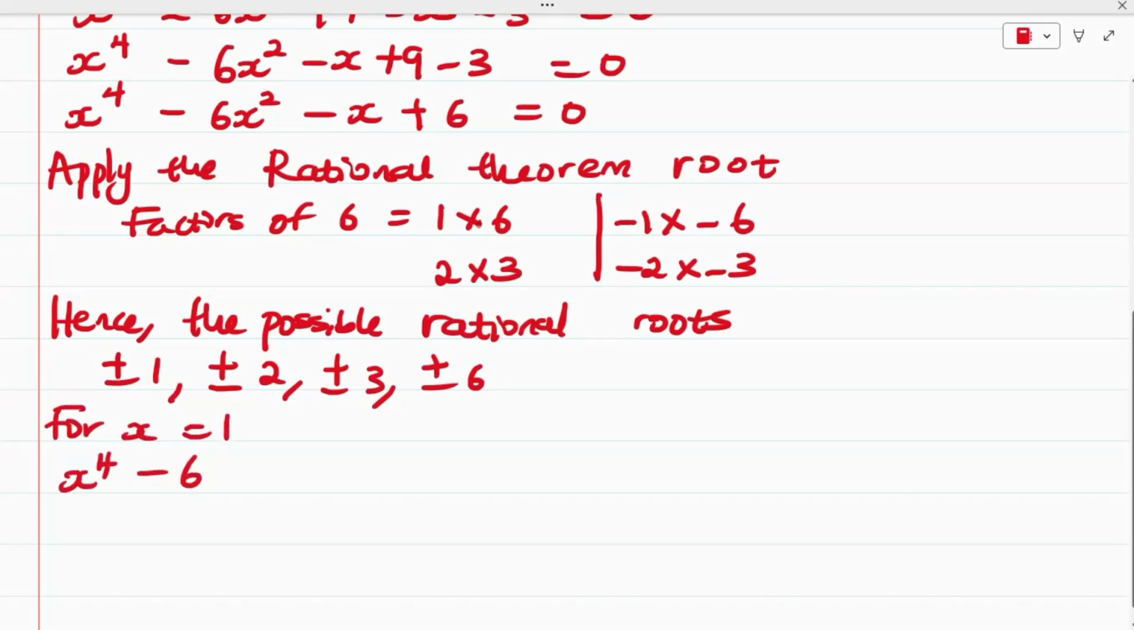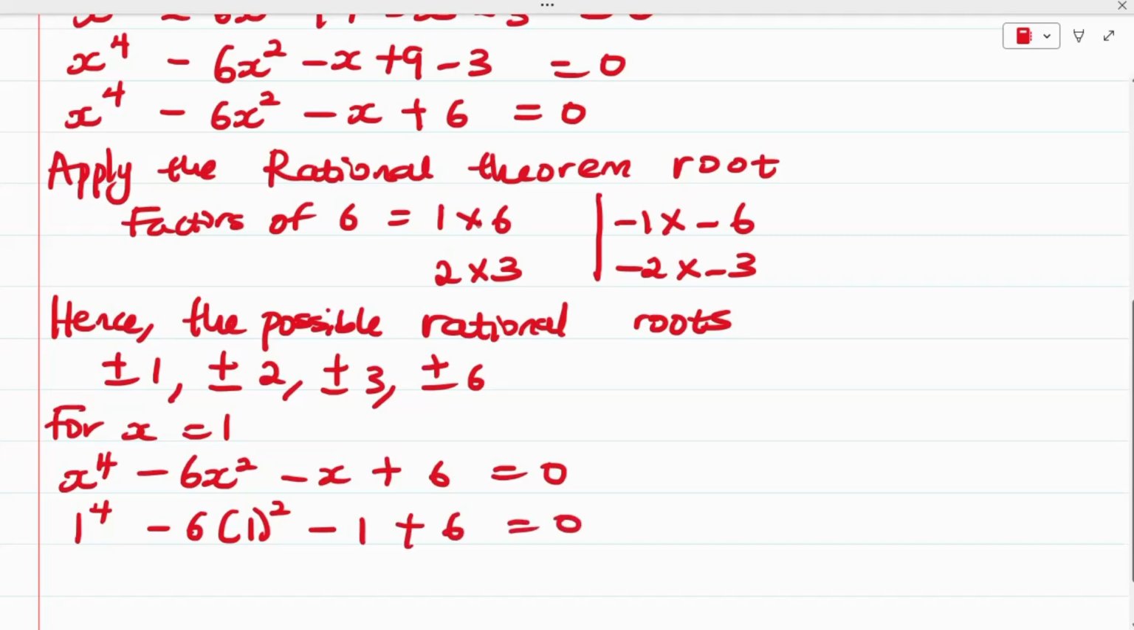the polynomial, which is x raised to the power of 4 minus 6x squared minus x plus 6, is equal to 0. For x equals 1, this is going to become 1 raised to the power of 4 minus 6 into x, which is 1 all squared, minus x, which is 1, plus 6 is equal to 0. 1 raised to the power of 4 is 1, 1 squared is 1, so 1 multiplied by minus 6 is going to give us minus 6, minus 1 plus 6 is equal to 0.